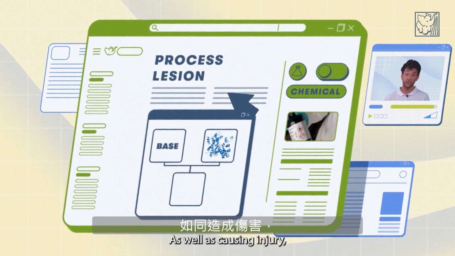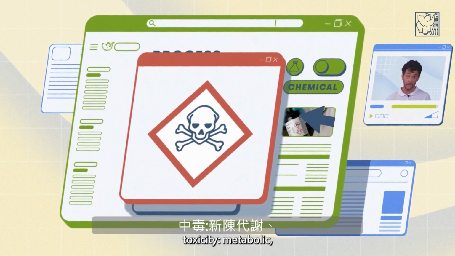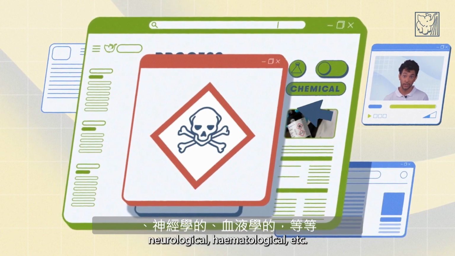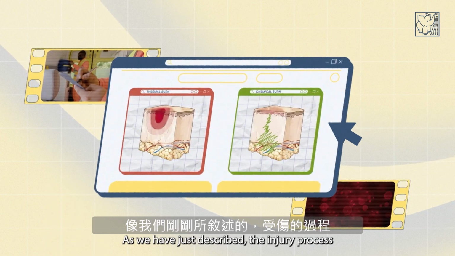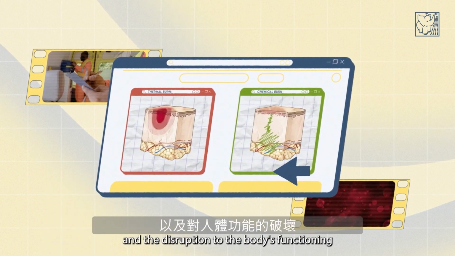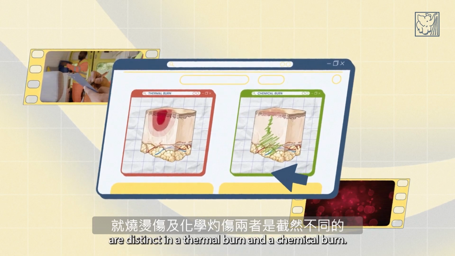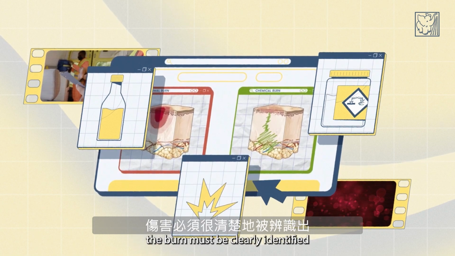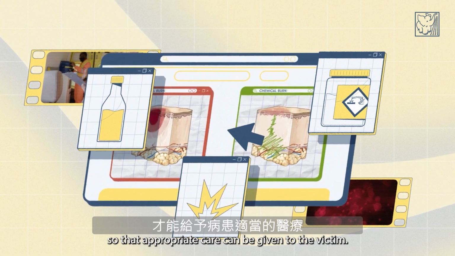As well as causing injury, some chemicals have systemic toxicity: metabolic, renal, hepatic, neurological, hematological, etc. As we have just described, the injury process and the disruption to the body's functioning are distinct in a thermal burn and a chemical burn. This is why the aggressive agent causing the burn must be clearly identified when treating the patient, so that appropriate care can be given to the victim.